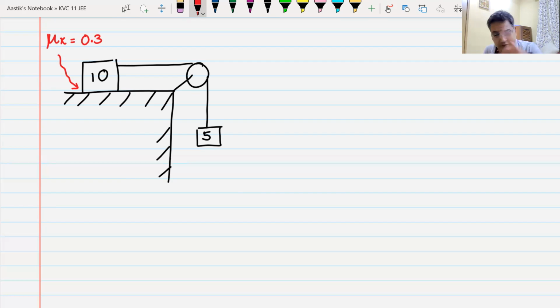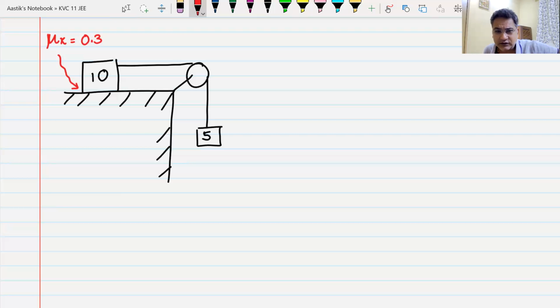Remember this. First of all, tell me, where is this system going to move? I mean, in terms of the block, is the 5 kg block going to move down, or is the 5 kg block going to move up? Down or up? That decides where this system is going to go. Where is it going to move? Up, yes or no? It's going to move upwards. Everyone understands this, yes or no? Everyone knows that this block is going to move upwards.